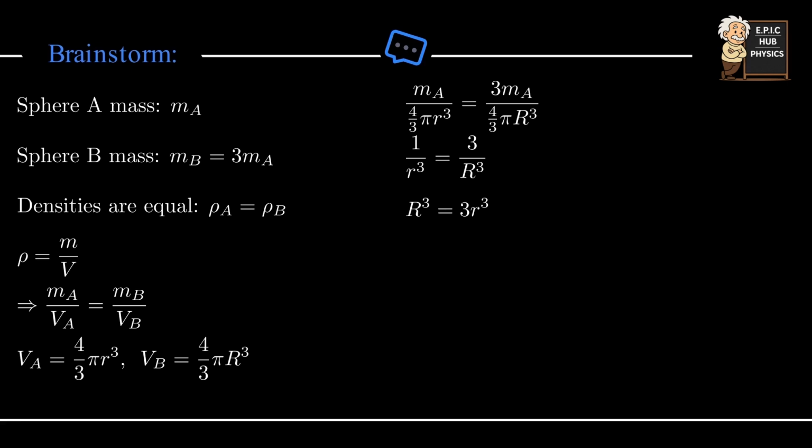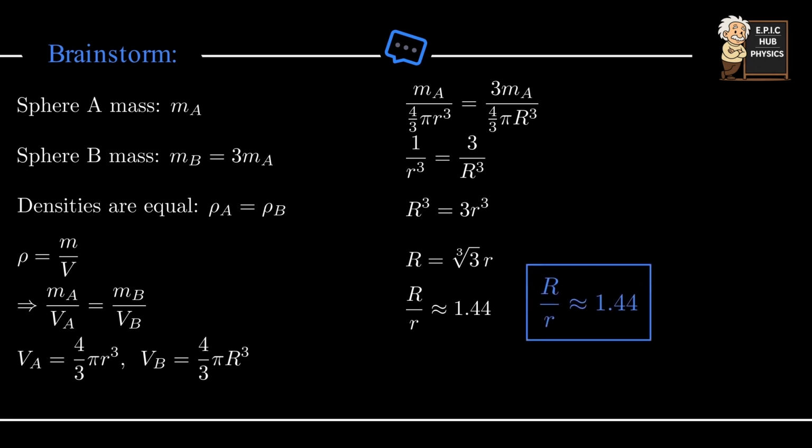To find the ratio of the radii, we take the cube root of both sides. This gives big R equals the cube root of 3 multiplied by small r. Finally, we divide both sides by small r to obtain the ratio, so big R divided by small r equals the cube root of 3. Evaluating the cube root of 3 gives approximately 1.44. Therefore, the ratio big R divided by small r is approximately 1.44. This is our final answer.